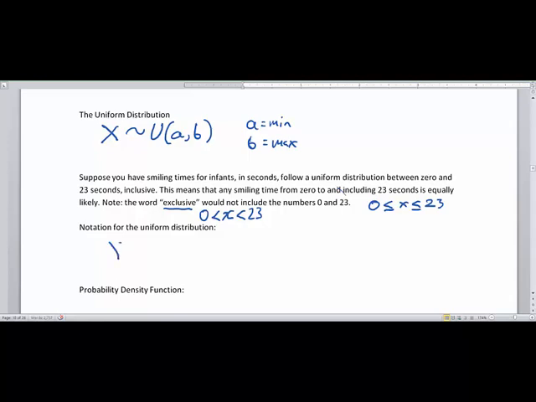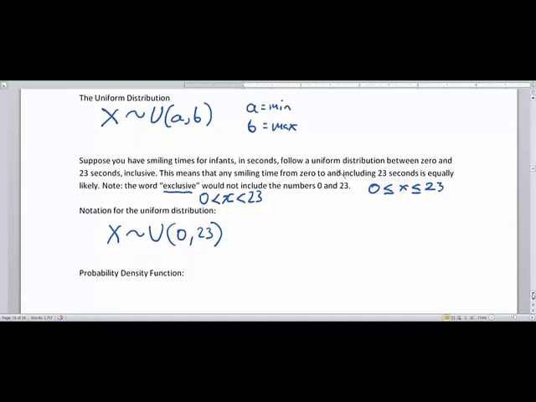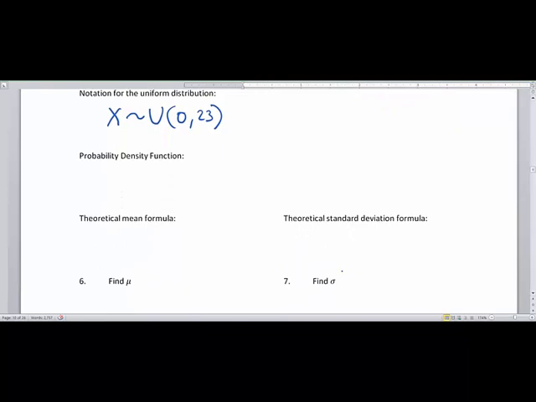So the notation for this uniform distribution is x belonging to the uniform distribution between 0 and 23. Again, our minimum and maximum. So our probability density function for this problem is going to be the function of x, or y equals 1/23 when x is between and including 0 to 23. Now, if you were curious how you create your probability density function, you create it from the denominator of the maximum, and it is going to be from 0 to this maximum here.